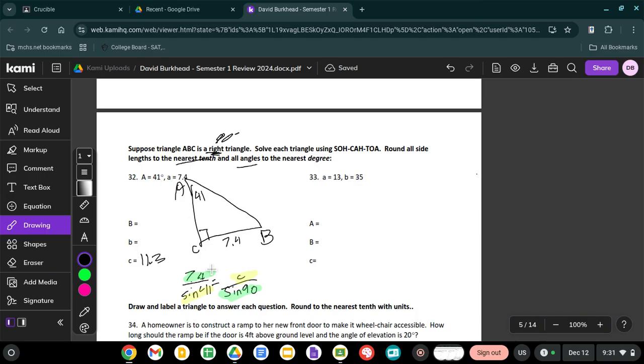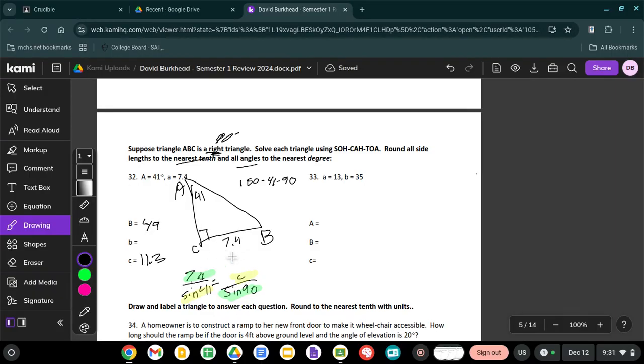Now you can do the same for side B, except you need the angle B. But an easy way to do that is to do 180 minus your given angles, 41 and 90. Because you already have two angles and the triangle adds up to 180, you know the missing angle is the right one if it adds up to 180. If you do that math, it should come out to 49. 49 plus 41 is 90, plus 90 is 180. So that's how you know that's correct.